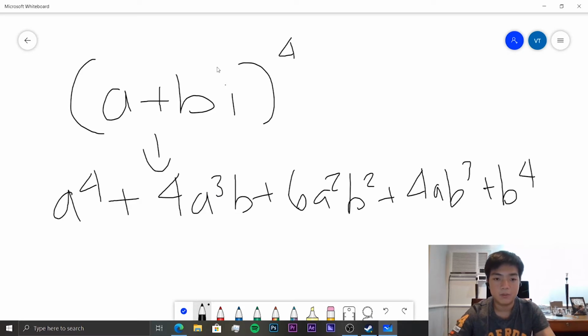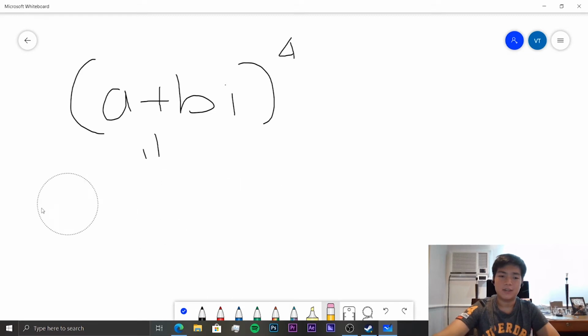And now we have to determine what terms have the i in it. So this has no i, this has one i. This has two i's, so this would actually be minus 6a²b², and then this one has three i's, so this would be minus 4ab³, and then this one would have four i's, so it would return back to normal. So yeah, that's really how you would expand a complex number.